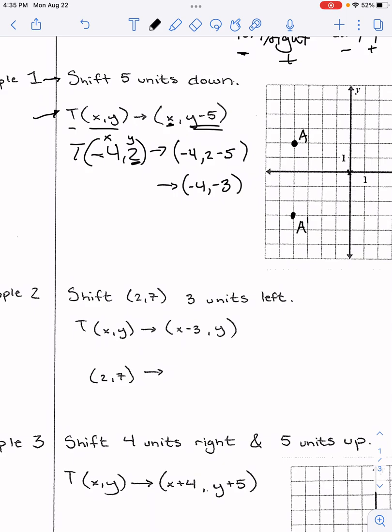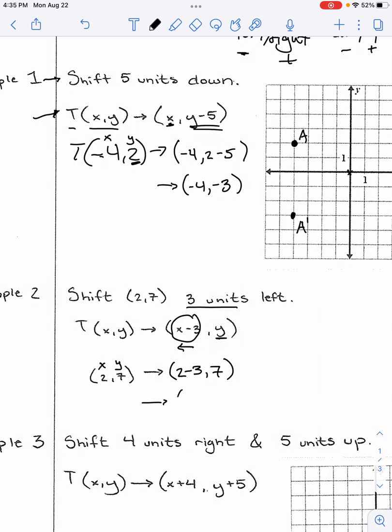So it says shift the ordered pair 2, 7, 3 units left. We see that, right, the 3 units left. It's right over here. Since it's negative, that means it's going this way. The y value, nothing's happening with that. That'll stay the same. So let's plug this in. Instead of x, this will be 2 minus 3 instead of x minus 3. Instead of y, we're going to have 7 right there.